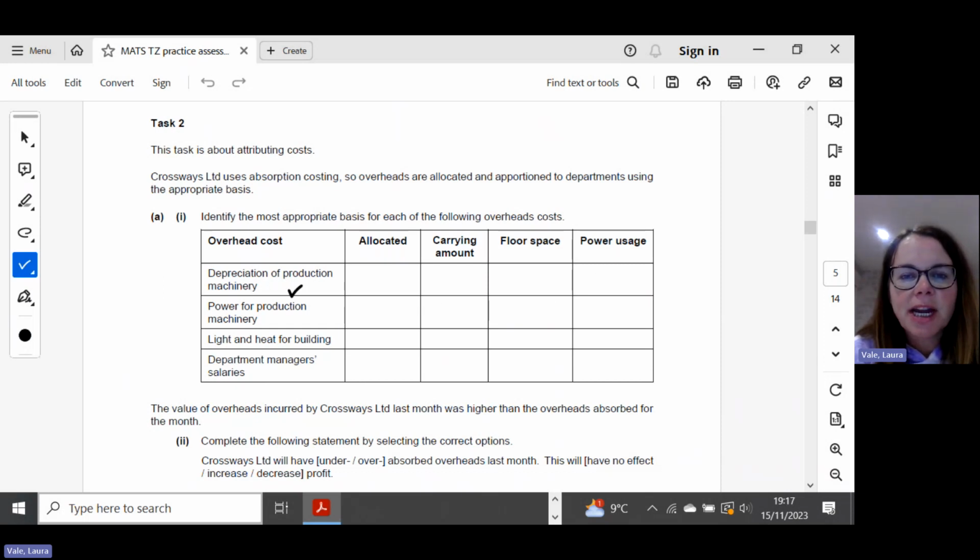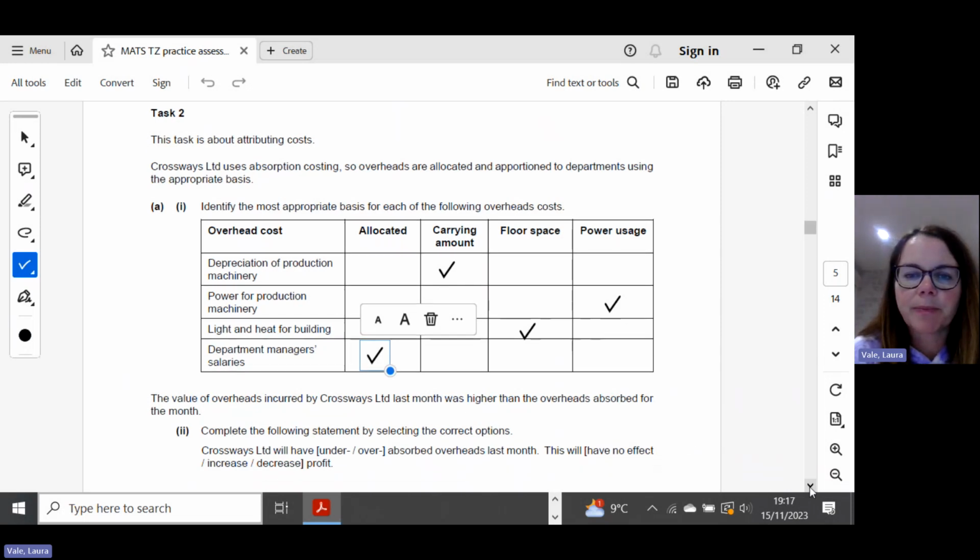So depreciation, so that won't be allocated. It'll be worked out on the carrying amount of the machine. Power, it's obviously going to be power usage. Light and heat is to do with space, so that would be floor space. And then department managers' salaries, well, they're usually allocated because you would have like the manager of a particular department and all of their wage would be allocated to that department.